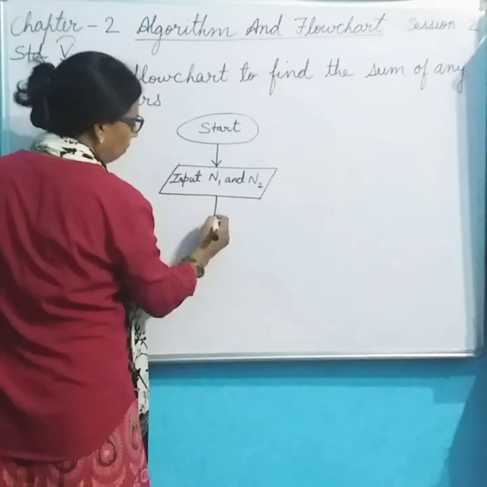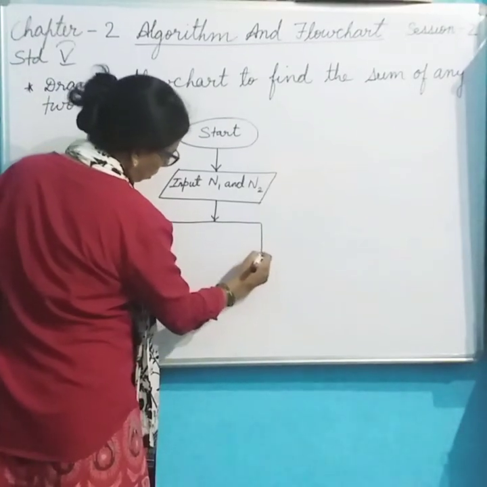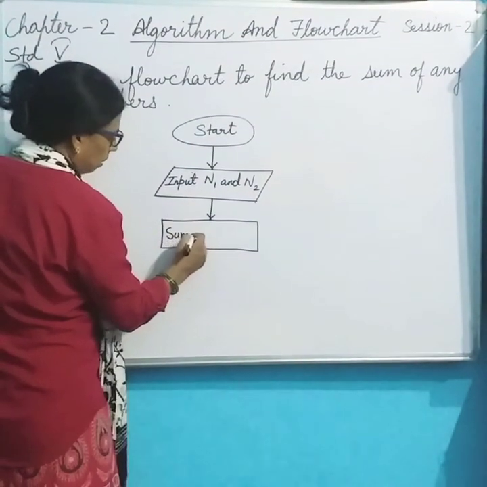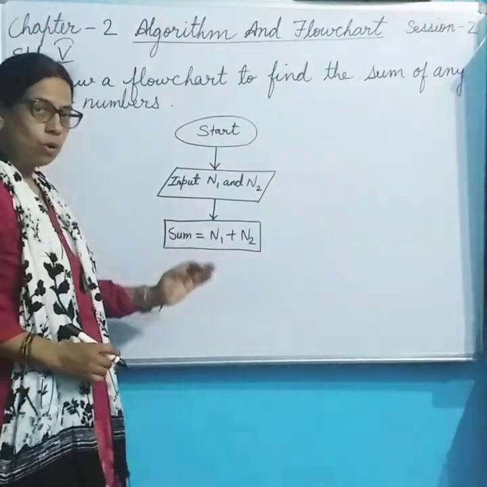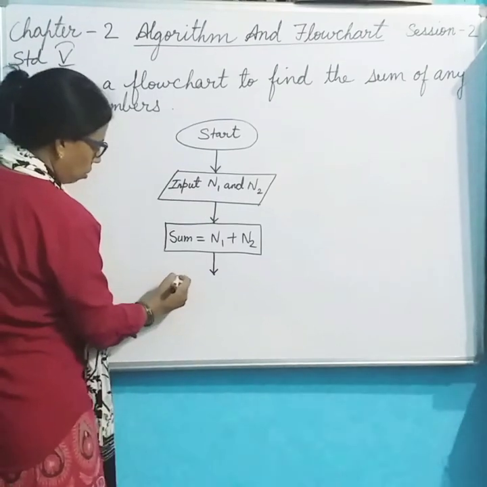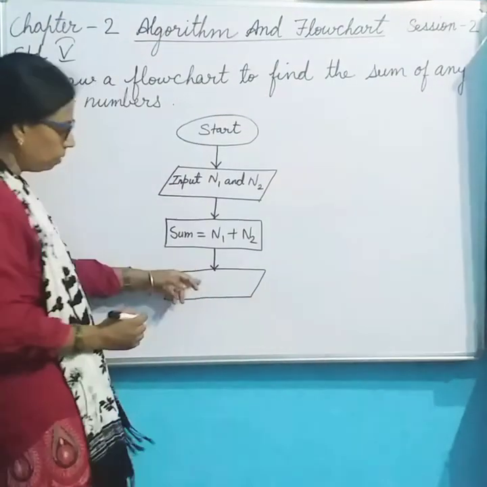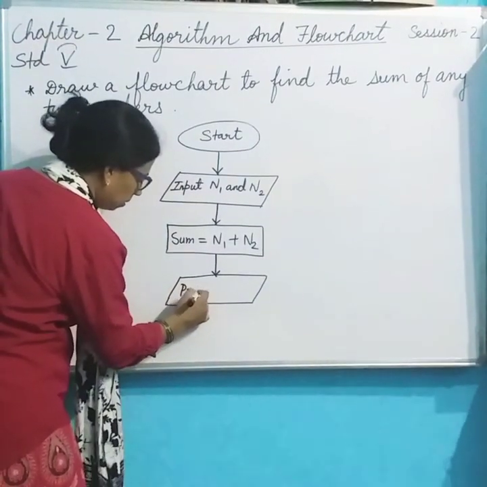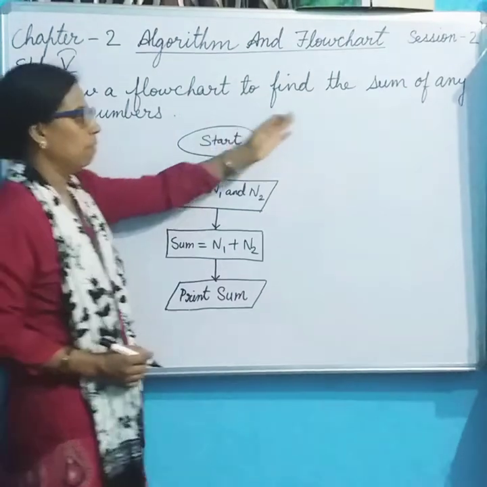Now we have got the two numbers. What do we have to do next? We will ask the computer to do the processing, so this processing box will be there. And what is the processing done? Sum is equal to N1 plus N2. Now we will get the output. Output can be in soft copy or hard copy. Let us take the hard copy. Again for output, this output box will be there. Input and output boxes are the same. Here we will print sum. That means we have added the two numbers and found the sum.